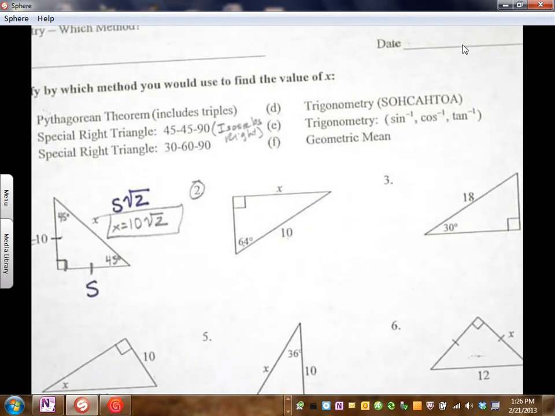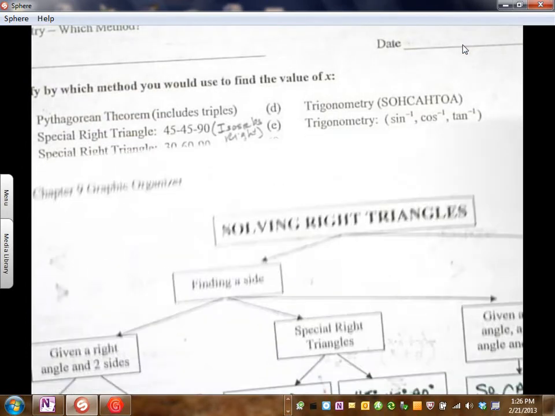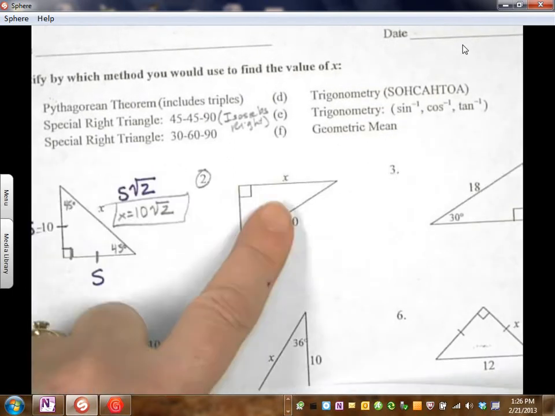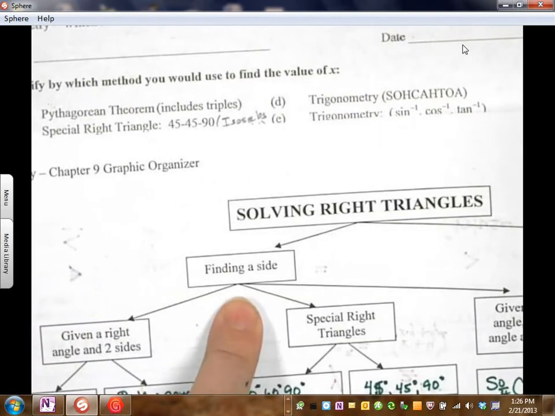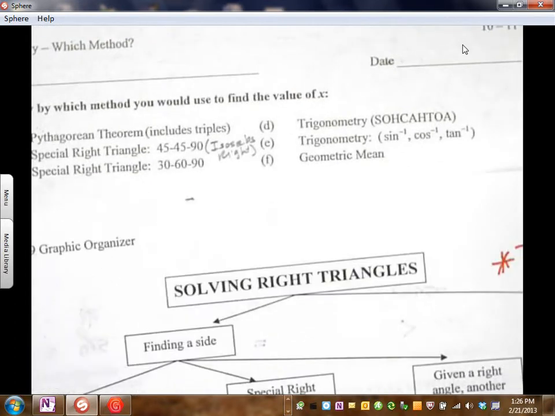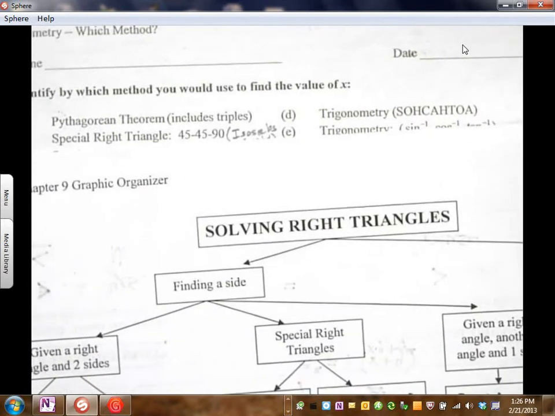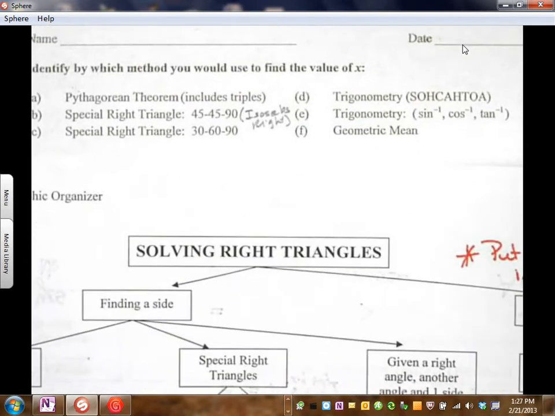So in your little chart that we did today in class, and this one's not one that we finished, let me get the one that we actually finished. So in my chart here, I'm finding, what do I want? My X is on a side, so we're going to go to finding a side. Now what do I have? Am I given a right angle and two sides? No. Is this a special right triangle?